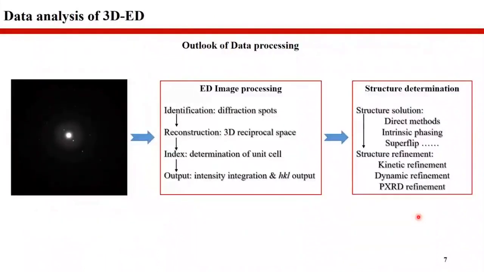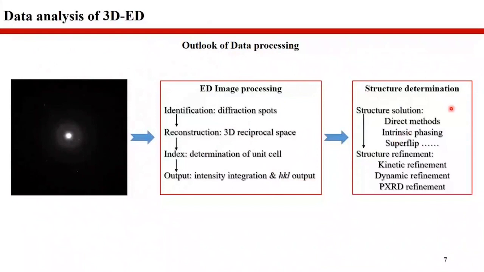After the data collection, we would talk about the data analysis process. The data analysis process has two parts. The first is the 3DED image processing, and then the structure determination. In the image processing, firstly, we need to omit the diffraction images that are not the real diffraction data. And then we need to identify the diffraction spots followed by diffraction pattern reconstruction in 3D space. And the next step is to determine the right unit cell. And finally, we would integrate the diffraction intensity and output the intensity file, that is HKL, generally an HKL file.